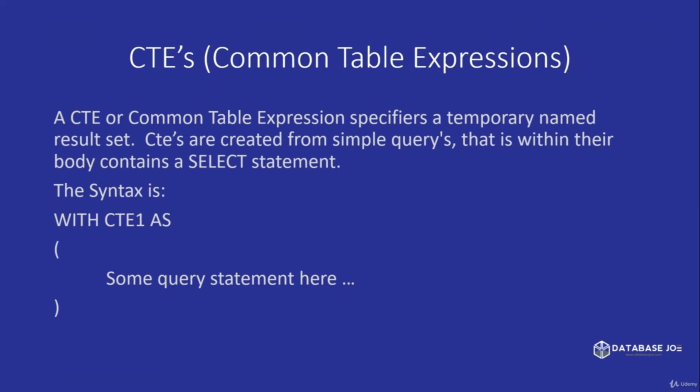The syntax is WITH CTE1 AS, open and closed brackets, some query statement, where CTE1 is the name of your CTE, and some query statement is the query. So when would you need to use a CTE? I use them to break up complex queries, especially complex joins and subqueries. The example that I will show next will hopefully enforce the subject a little more.